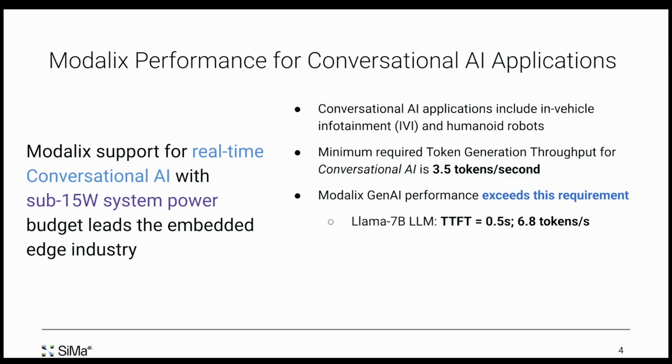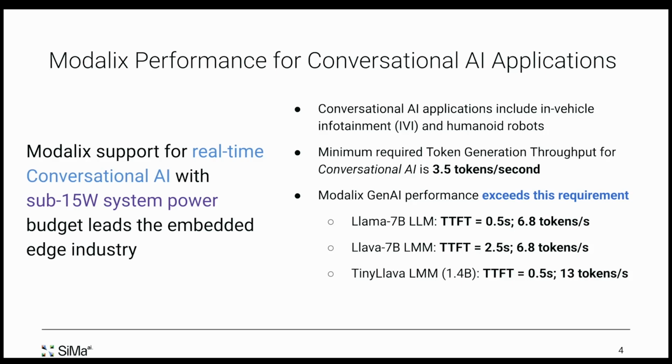For the Llama 7B large language model, which has 7 billion parameters, the time to first token is 0.5 seconds, and the token generation throughput is 6.8 tokens per second. For the Llama 7B large multimodal model, which also has 7 billion parameters, the time to first token is 2.5 seconds, and the token generation throughput is 6.8 tokens per second. And for the tiny Llama large multimodal model, which has 1.4 billion parameters, the time to first token is 0.5 seconds, and the token generation throughput is 13 tokens per second.